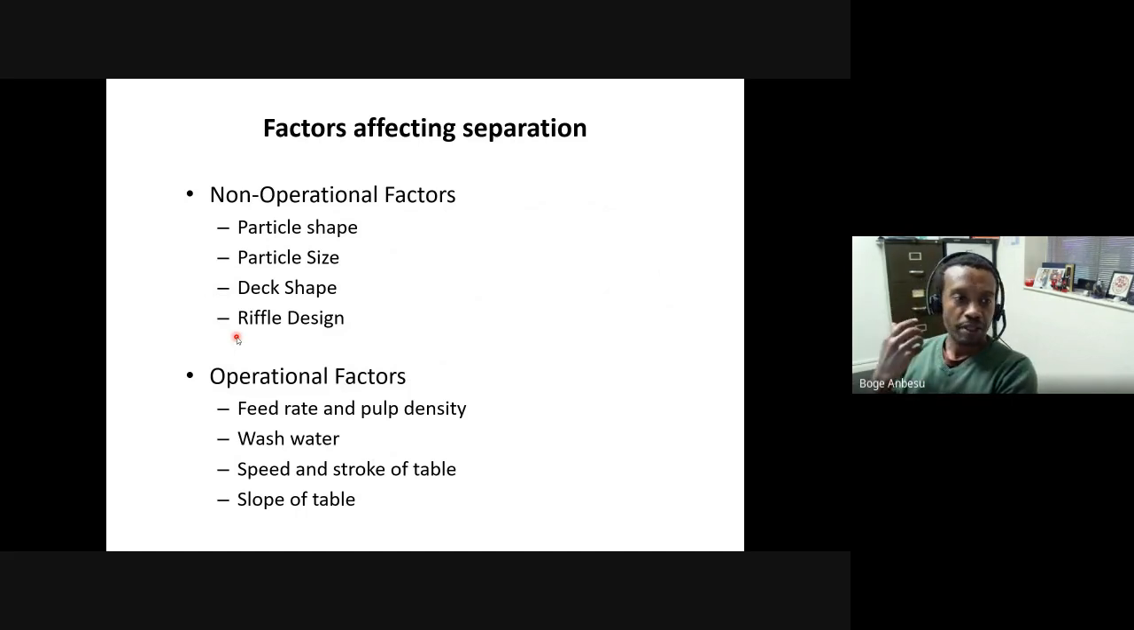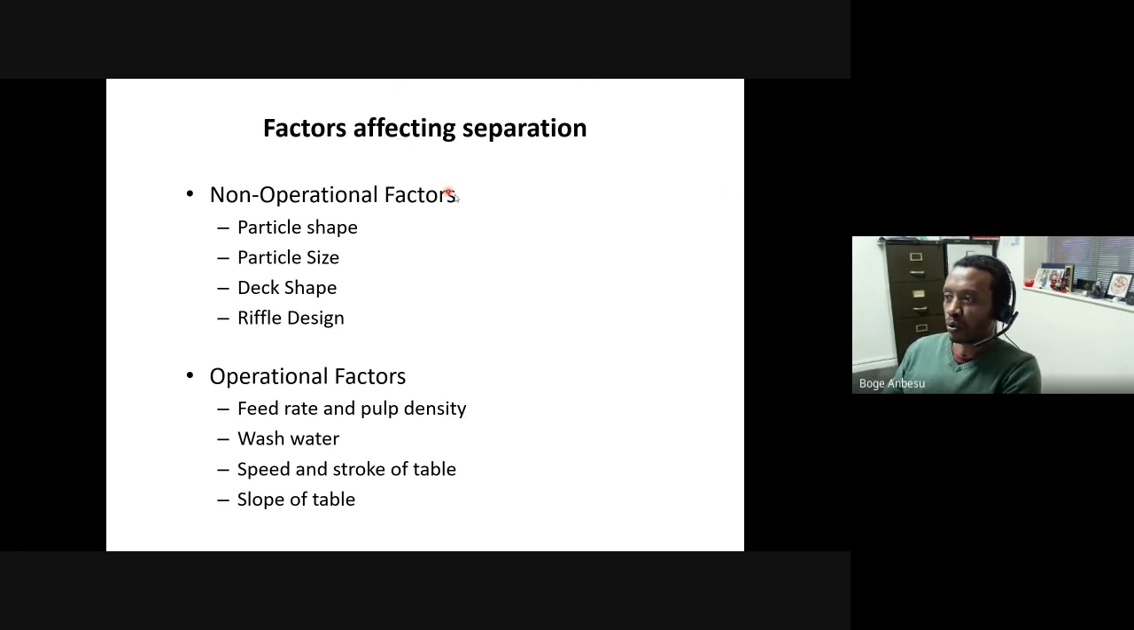Okay, so how do you operate a typical shaking table or Wilfley table or whatever machine you have, which is a table concentrator? A number of factors. Some of them are dependent on the equipment itself. Some of them depend on how you operate. So for example, when you buy the shaking table, its shape may already be fixed. The size of it is already fixed. How deep the riffle itself is already fixed. So it's already designed when you buy it.